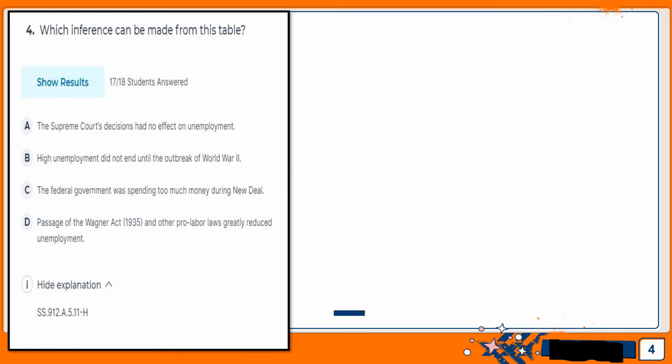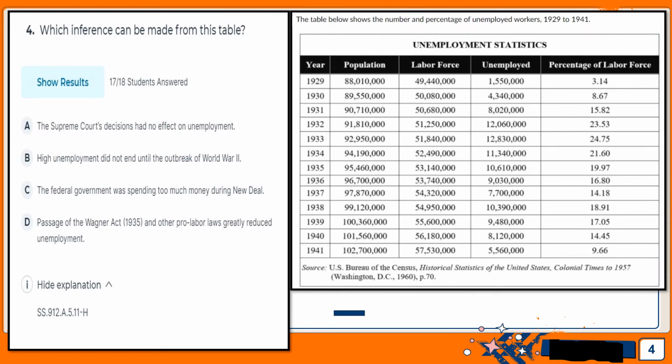Alright, so this question, as we look down here at the bottom, is a high complexity question. That means it is going to require us to use the salt in our brain, which inference can be made from this table. Alright, so let's look at the table. It is a table of unemployment statistics. Here you have year, population, labor force, unemployed, and percentage of labor force. Now, why is this a high complexity question? Because it requires us to use the salt in our brain. We have to use some of the knowledge that we have and then apply it.